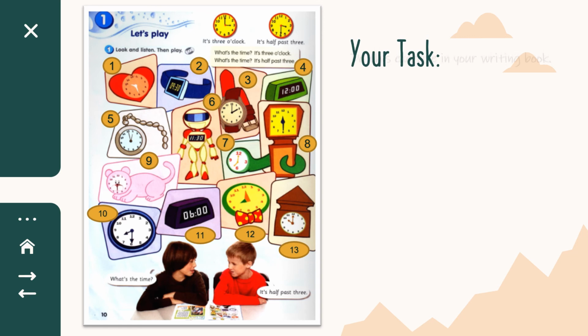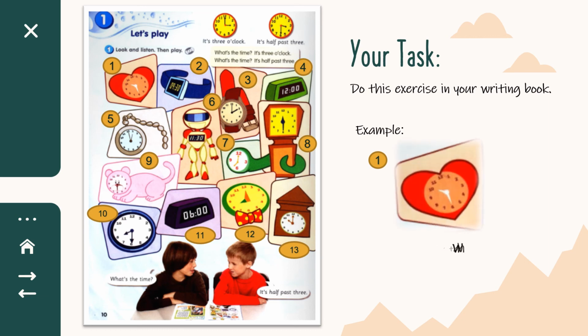Now, your task for today is, do this exercise in your writing book. For example, number 1. Look at the picture of number 1. Draw and write. What's the time? It's half past 10. Write accordingly.